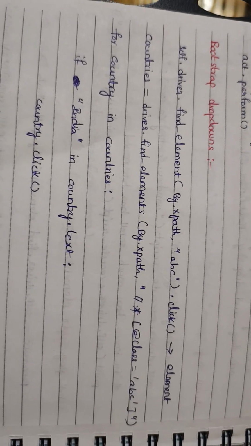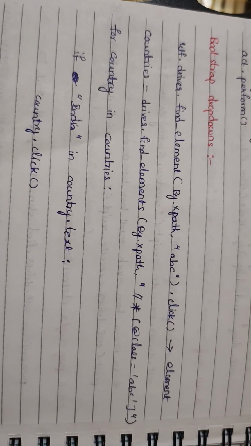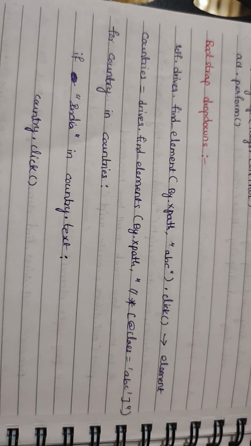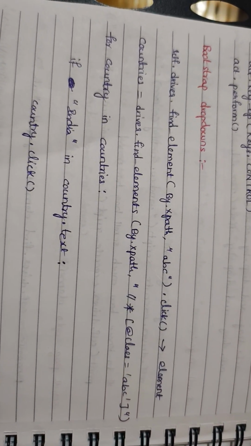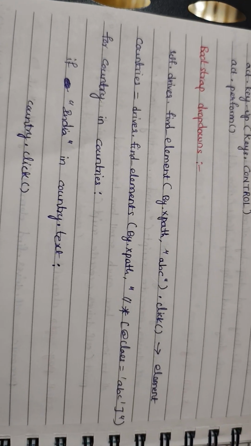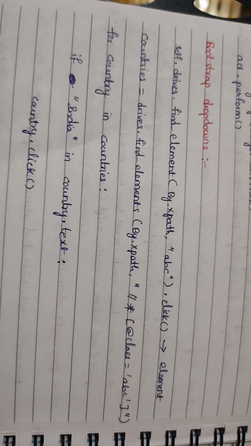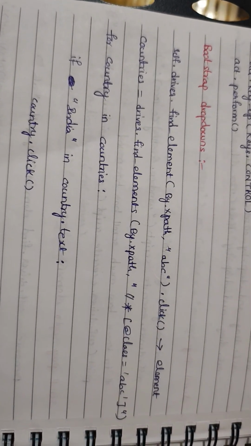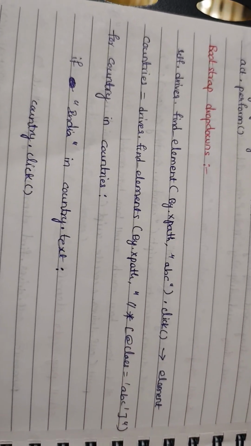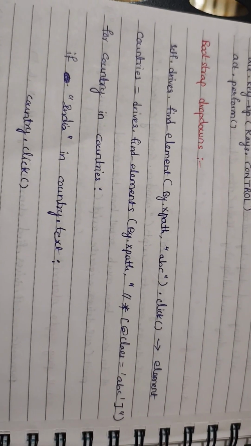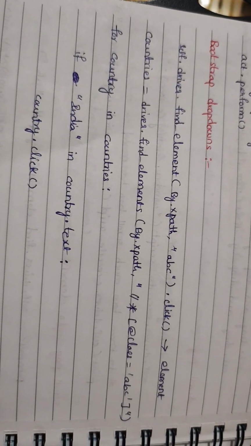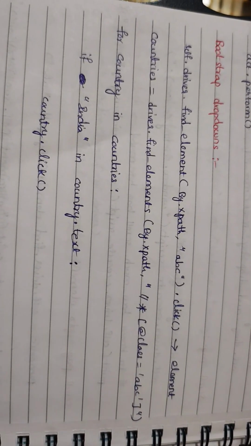Okay, so now understand. This is a bootstrap drop down, which means there is no Select class. First we have to click, then the drop down will open. For that drop down we have to find all the matching XPaths with driver.find_elements. Then we use a for loop: for country in countries, if "India" in country.text, then country.click().